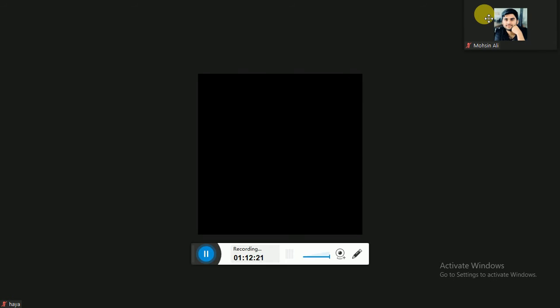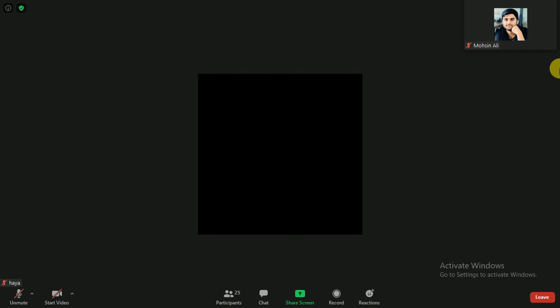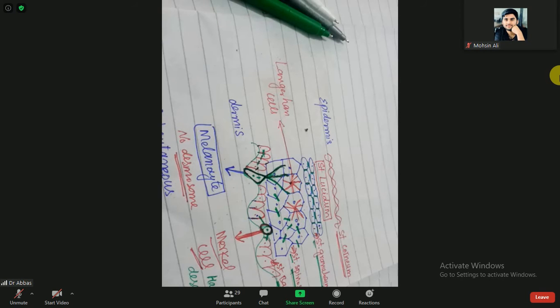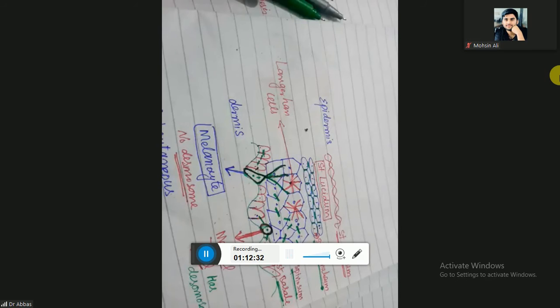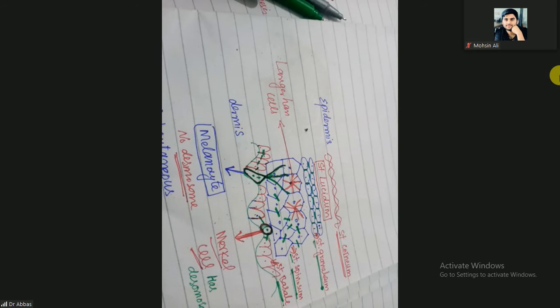Next type of the epidermis cells are the Merkel cells. I told you that Merkel cells are the touch receptors. Look at this diagram. This is the stratum basale. In this stratum basale, this is the cell that is attached to nearby keratinocytes by the help of desmosomes.